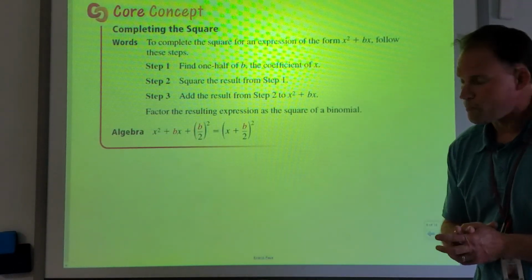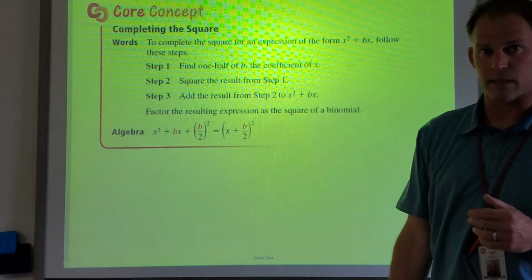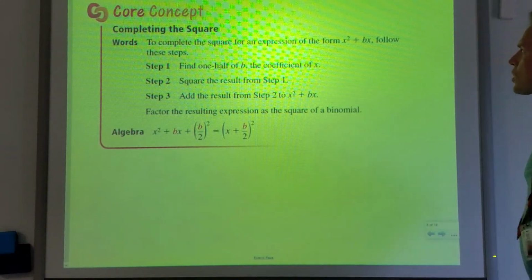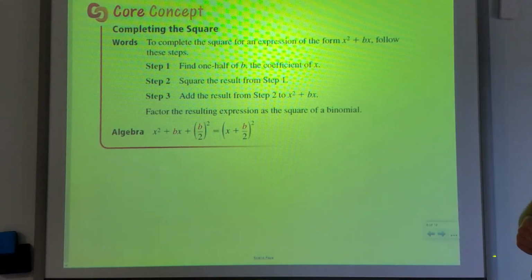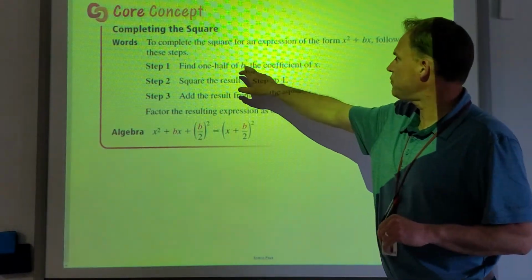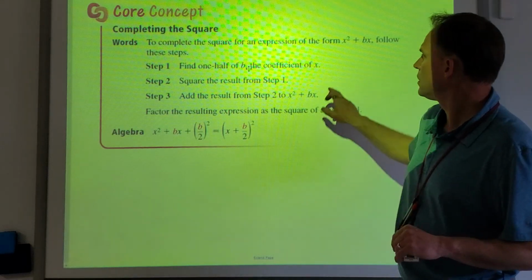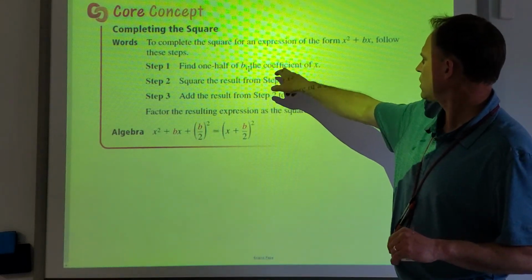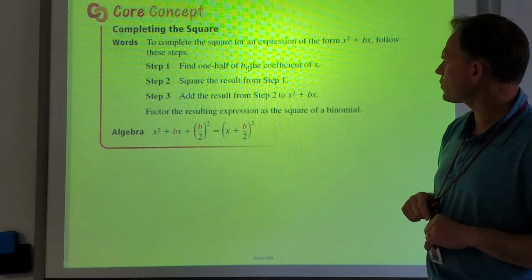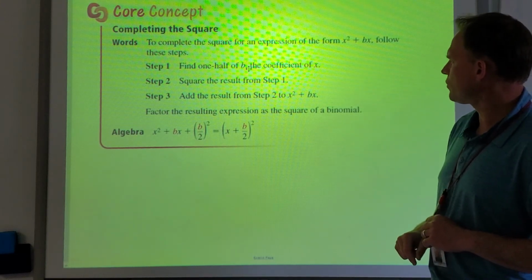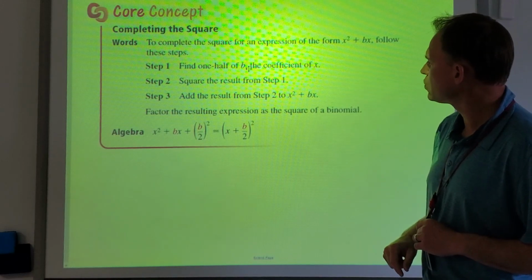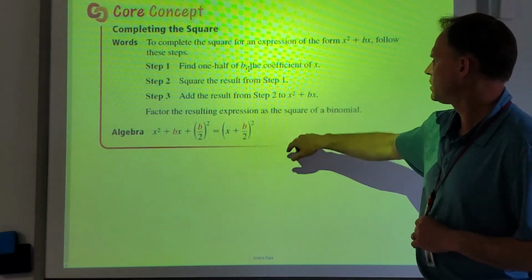All right, so algebraically, what are the steps? Write this down. In this form, x squared plus bx, follow these steps. Step 1: half of b, find 1/2 of b, the coefficient of x. Step 2: square the result from step 1. Step 3: add the result from step 2 to that, and you're there.